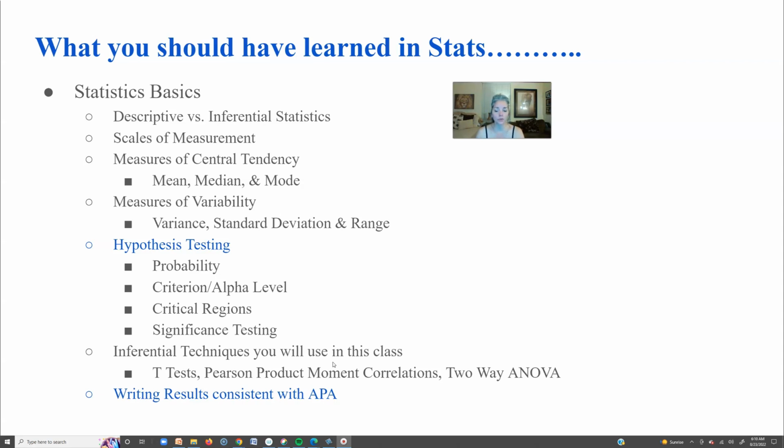And then we'll be writing results consistent with APA. So this class may not go into all of these things in as much depth as you went into them in statistics, but we will completely apply hypothesis testing in this class. And you're writing your results. Ideally, you started practicing that in stats. You didn't just write out a mathematical answer, but you actually wrote out a narrative explanation of those results. I'll give you a formula to follow, and we will build upon that here in this class.